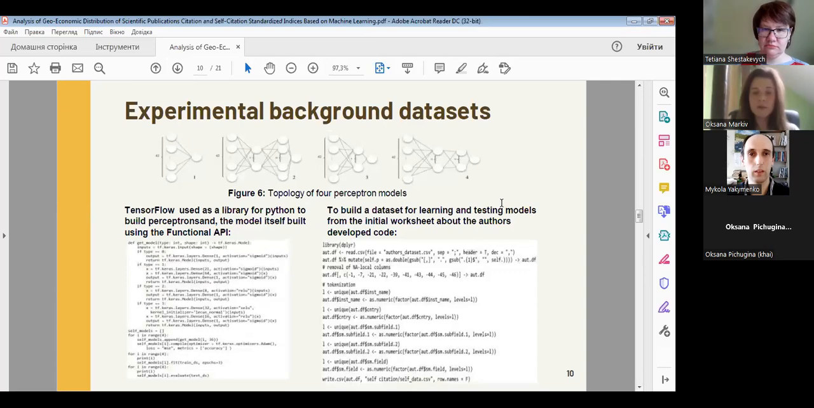The last part of the research was neural network development, and figure 6 demonstrates the topology of 4 perceptron models. Our work demonstrates 4 types of perceptrons used for this research of the numerical dependence of self-citation on numerical and nominal characteristics of data.